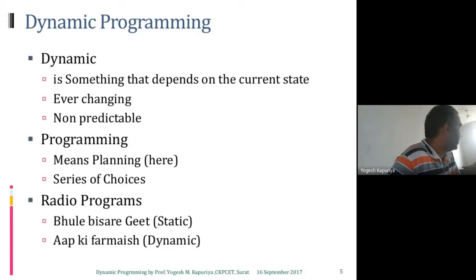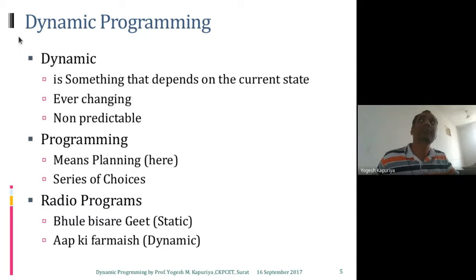Let us go through the dynamics of this particular approach. Basically, there are two words. One is called dynamic, and the second is called programming. So the meanings are self-explanatory. What is dynamic? Dynamic is something which changes with time, which is not static, which is not predictable, something like that. So these are the different meanings you can say. Programming means planning or method of solving or approaching, whatever you can say.